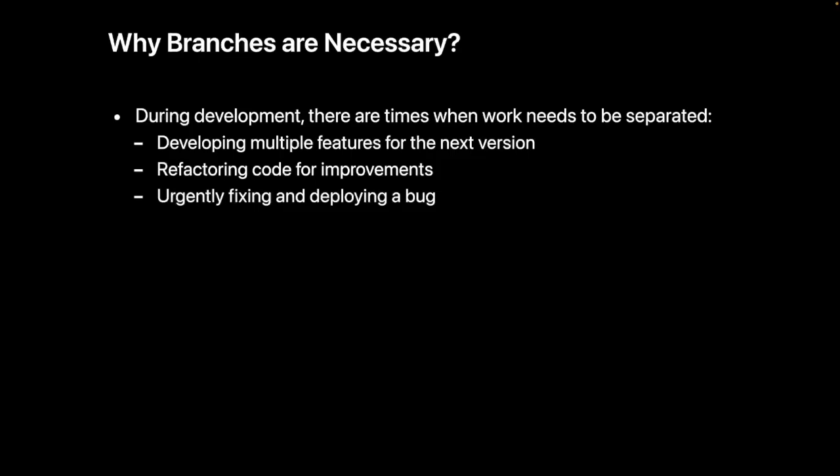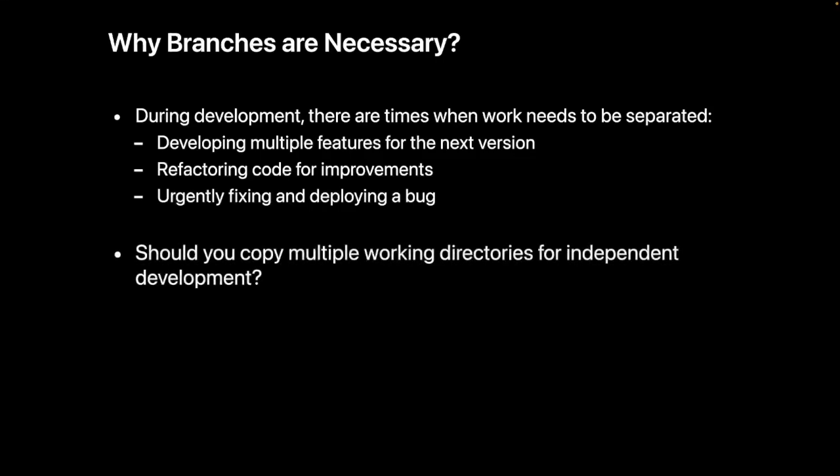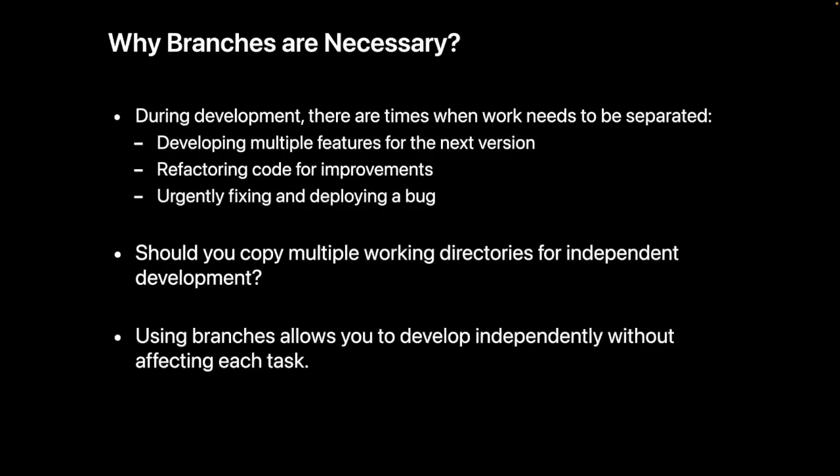In other words, a feature developed for the next version should certainly not be included in a version released as a hotfix. How can we ensure such independent development? Do we need to create and use multiple working directories? No, we do not. Using branches in Git allows you to develop independently without affecting other tasks.